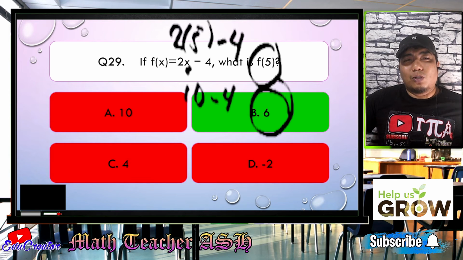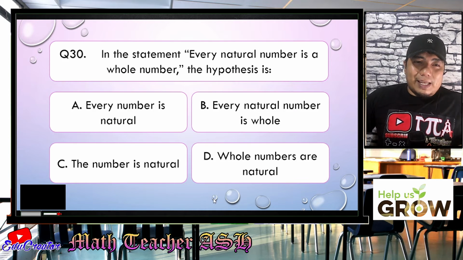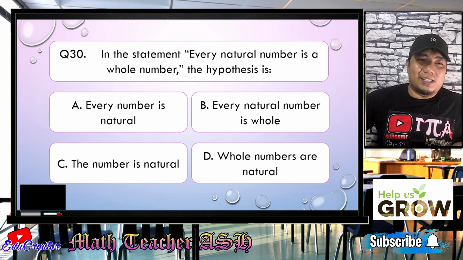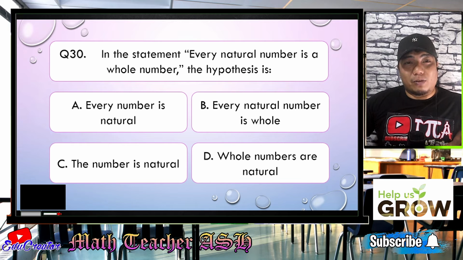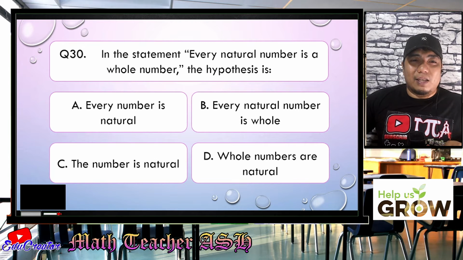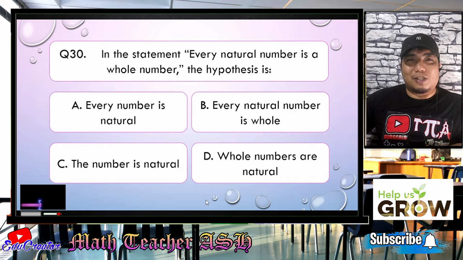Now, let us go to question number 30. In the statement, every natural number is a whole number, the hypothesis is A, every number is natural. B, every natural number is whole. C, the number is natural. Or D, whole numbers are natural. I'll give you 5 seconds to think about your answer.